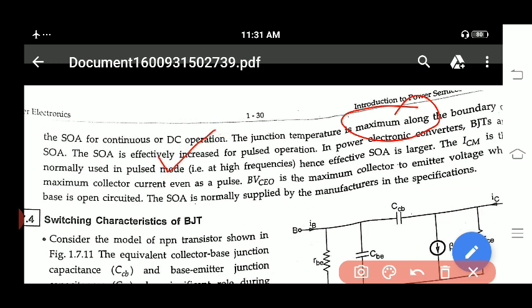So safe operating area is effectively increased for pulsed operation. Obviously, you are using the BJT as a switch, you are using pulses, so it can be increased. This BJT can be used in pulsed mode, hence the safe operating area will be more. And in that graph, we can see the maximum collector current that it can handle efficiently, that is nothing but IC max.